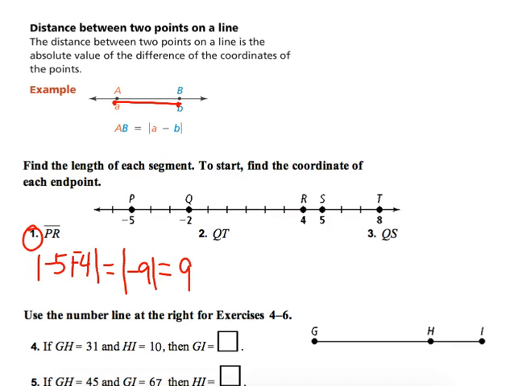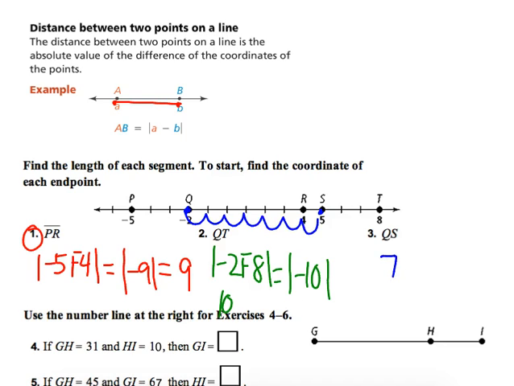QT, again, just take -2 minus 8, because that's what our coordinates are here. Subtraction means add the opposite, so I get the absolute value of -10. The absolute value of -10 is simply just 10. And lastly, you can always just count, and I saved it for this one because it's a quick little one. QS, from here to here: 1, 2, 3, 4, 5, 6, 7. So you have different ways you can go about a problem like that.